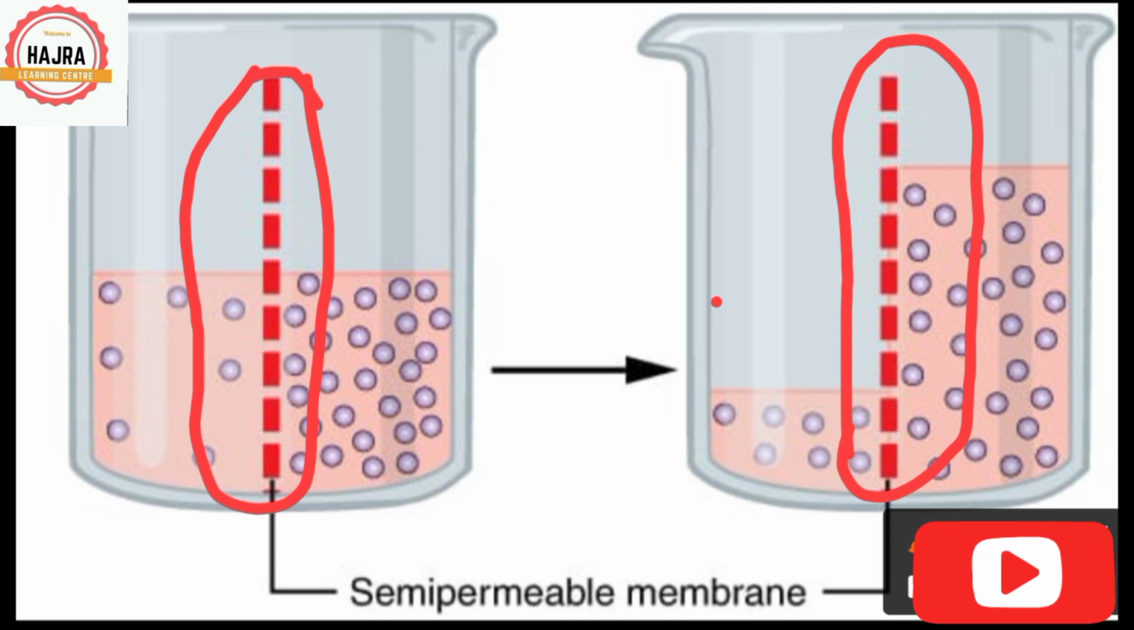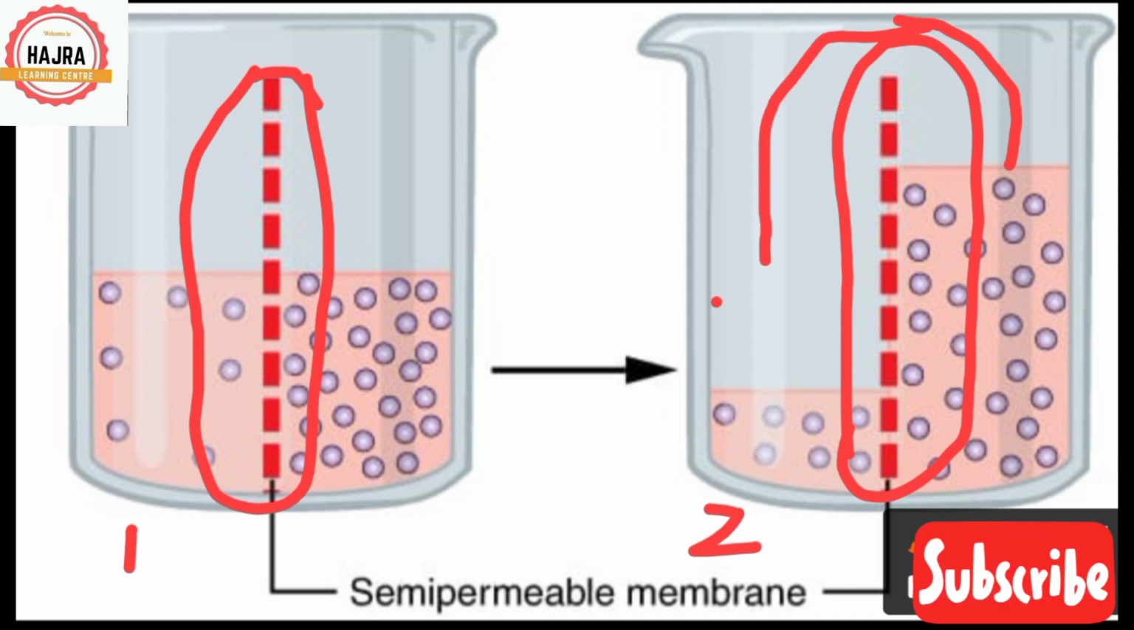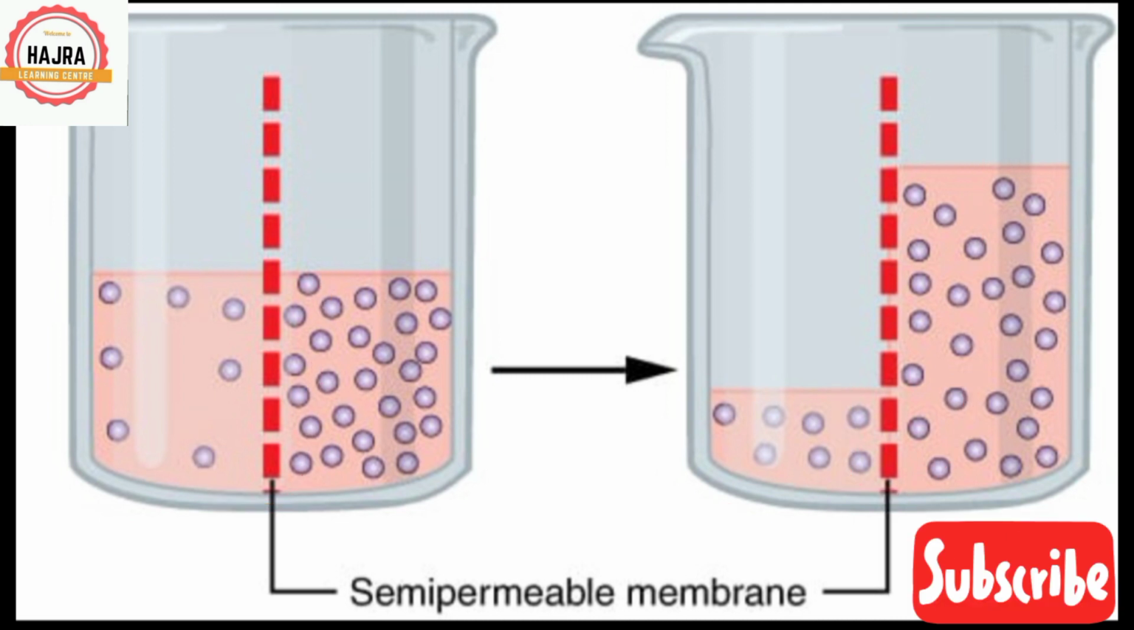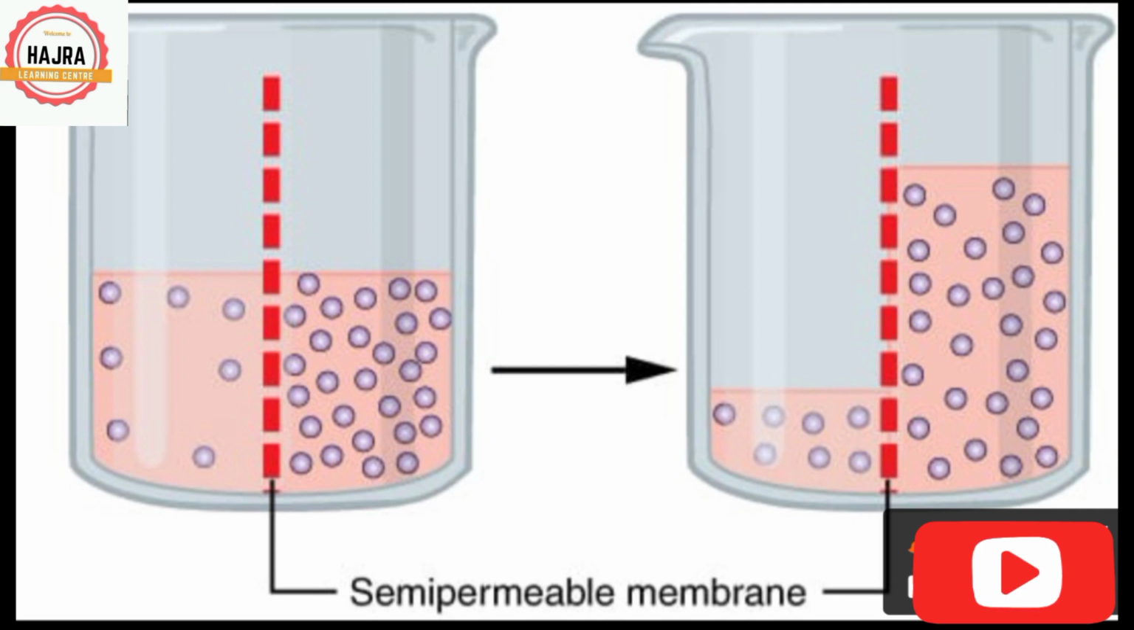What happens in osmosis? Look at diagram number 1 and number 2. The red box I have made is the selectively permeable membrane, or you can assume it as a cell membrane or plasma membrane. So the water is going to move from the higher concentration to the lower concentration through the selectively permeable membrane. Water travels from an area of higher concentration to an area of lower concentration through a selectively permeable membrane.